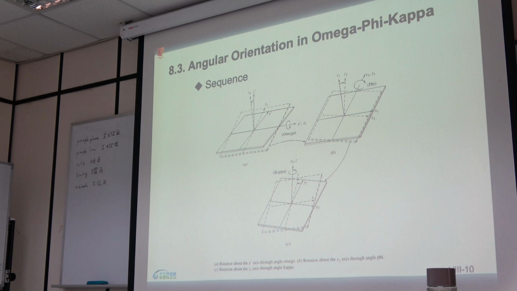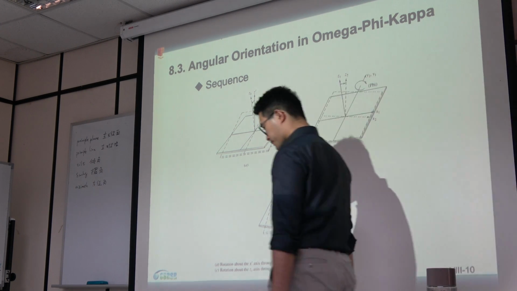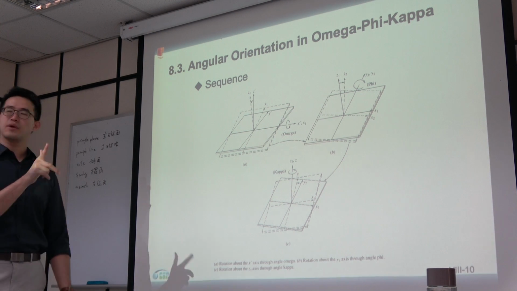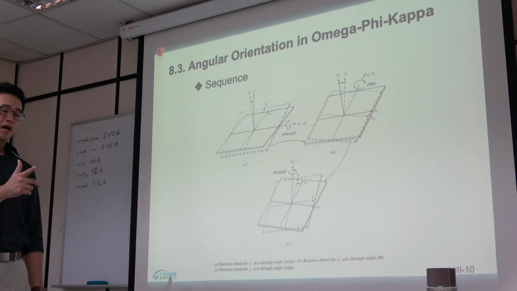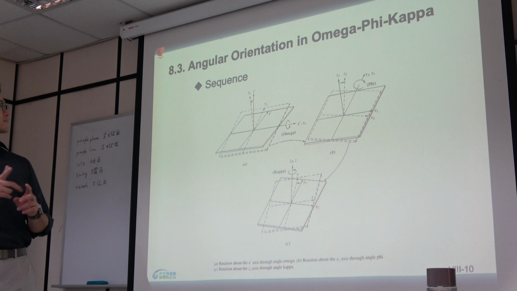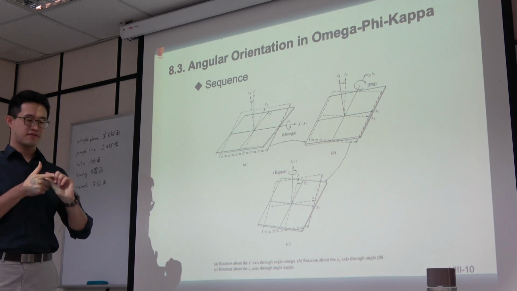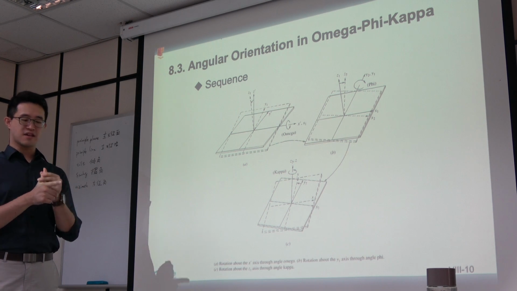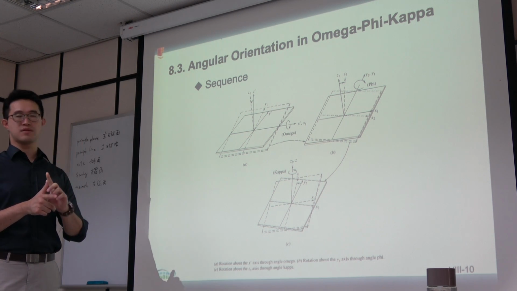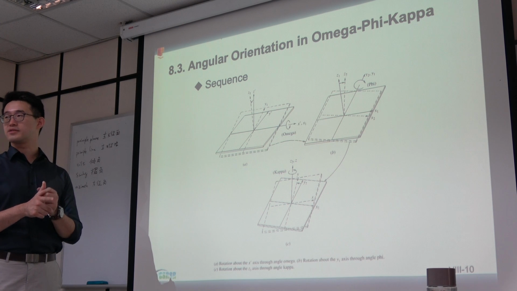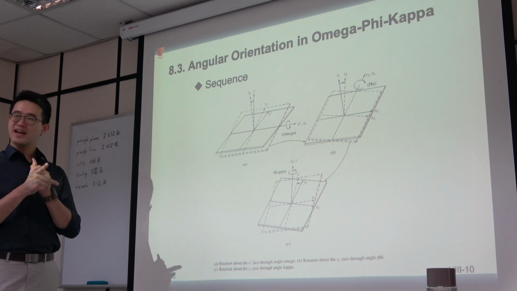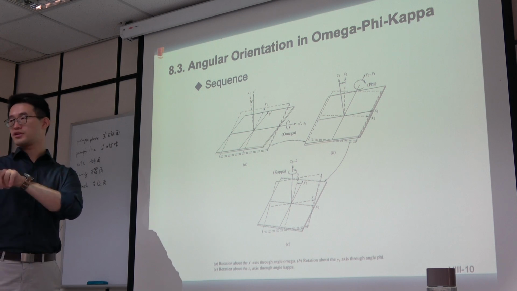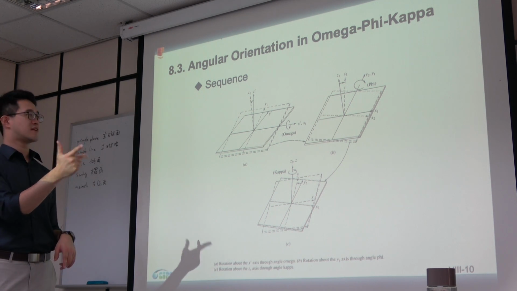So the omega phi kappa system has three axes. We need to define the x, y, and z axis first. The x-axis is the flight direction. So this is your flight direction. And the z-axis is the opposite direction of the vertical line, right? So that's the z-axis. And the y-axis is from your right-hand theory, so that's your palm direction. So you have your x, y, and z axis.